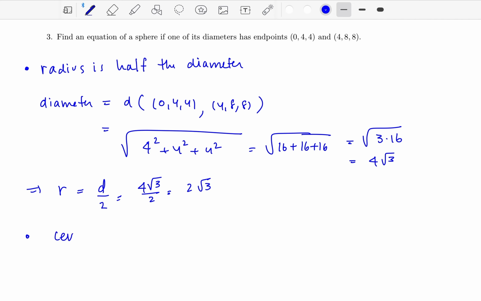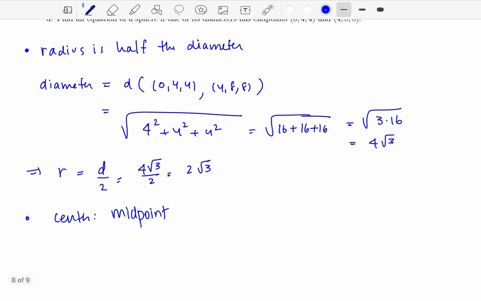And then we know that the center must be, so the diameter goes from, right? So even if it's a circle, the diameter goes from one side of the circle to the other side of the circle, right? Therefore, the center will be the midpoint, okay? So the center will be the midpoint. So I'm going to say it's equal to the midpoint of (0, 4, 4) and (4, 8, 8).